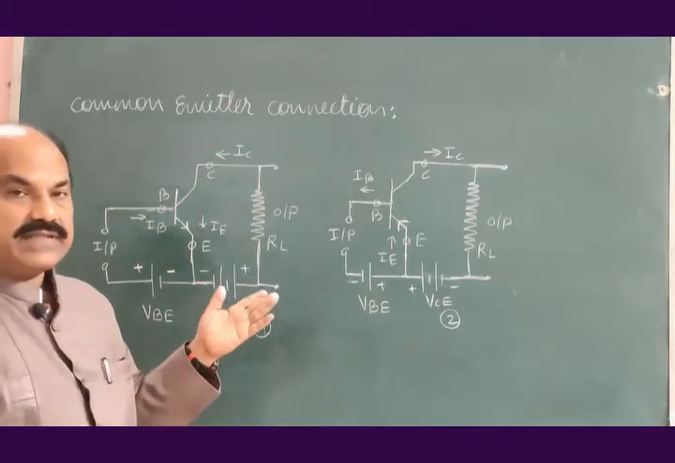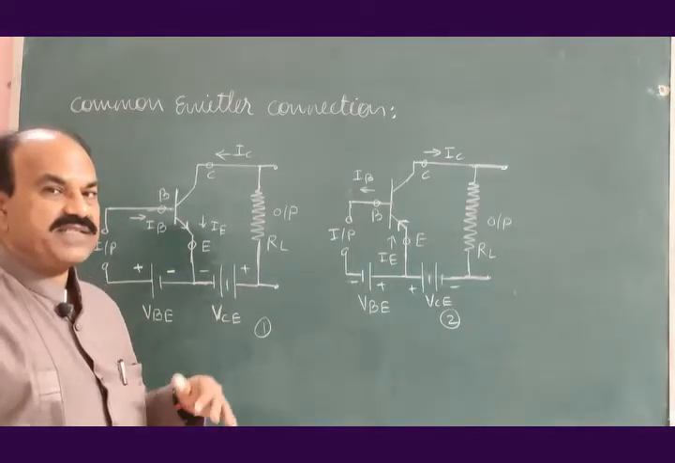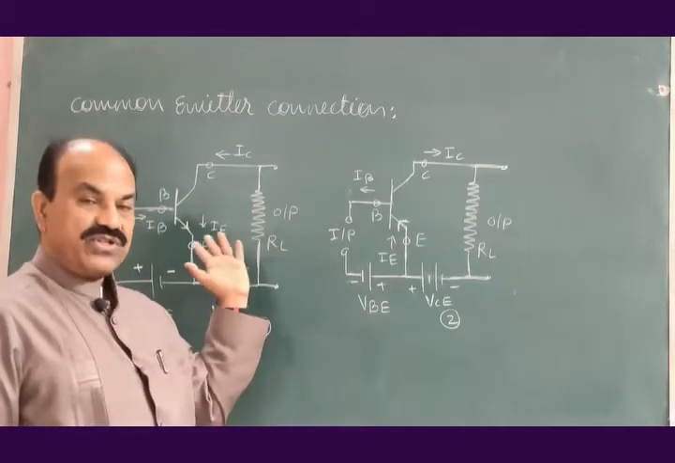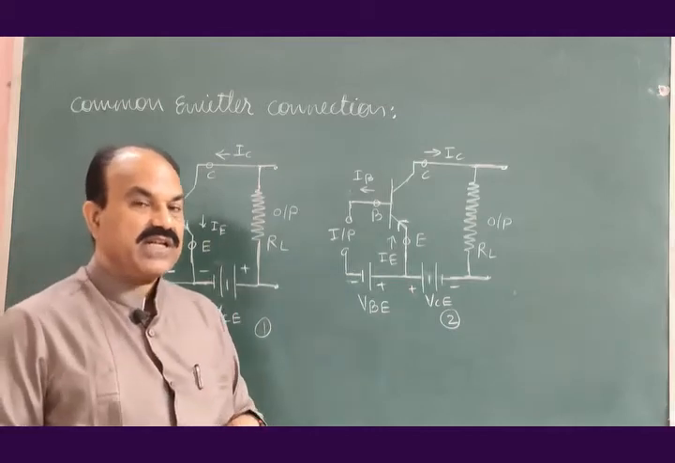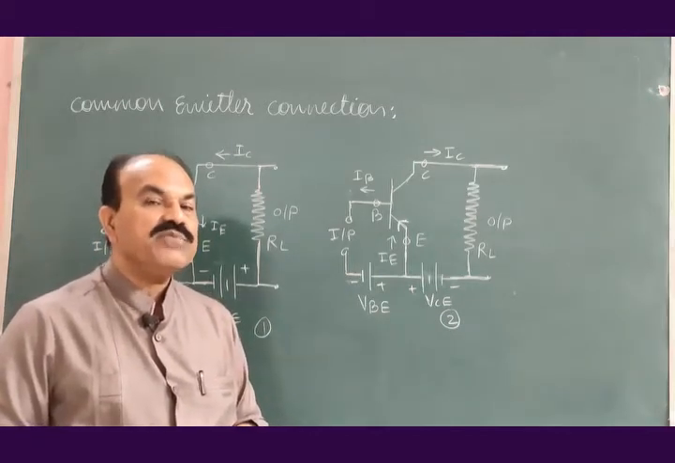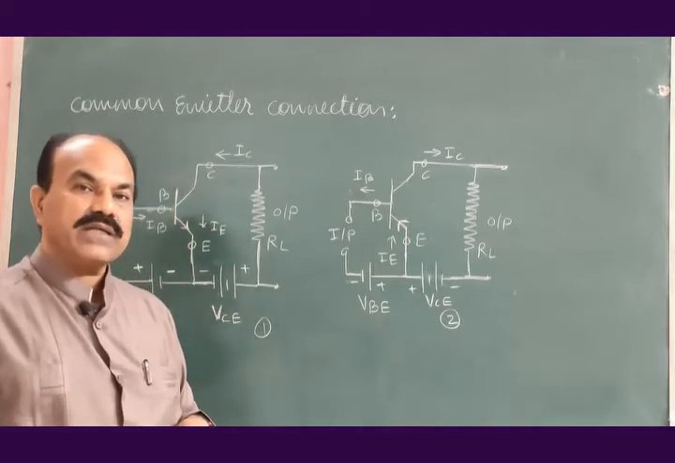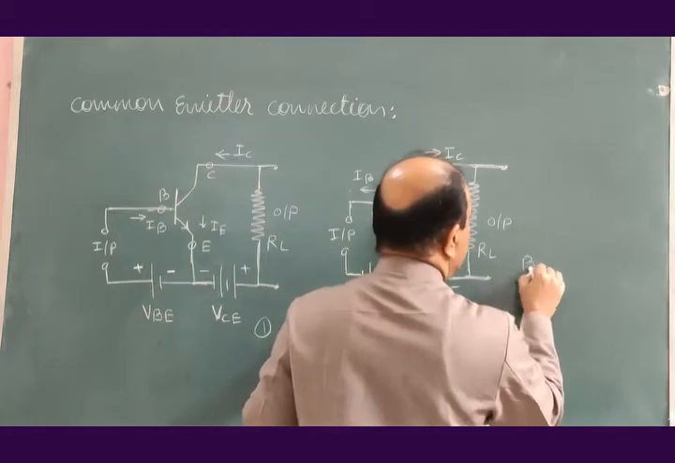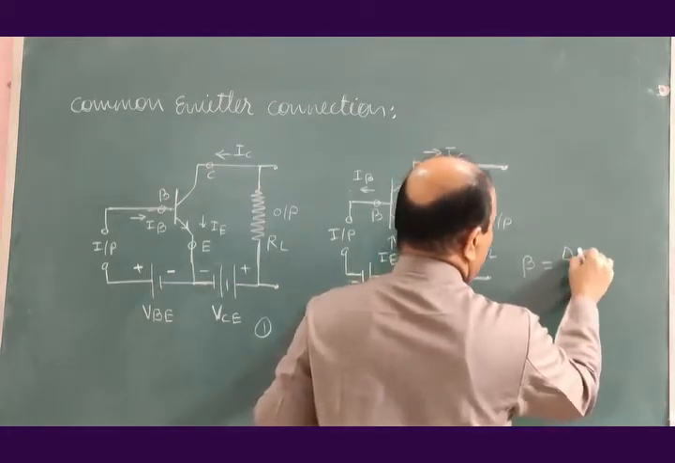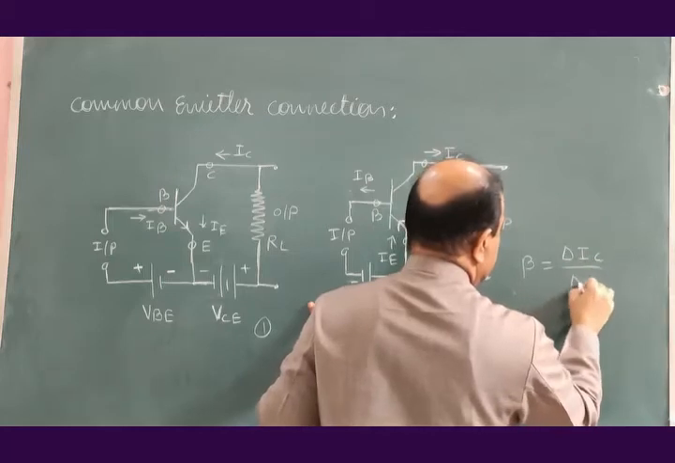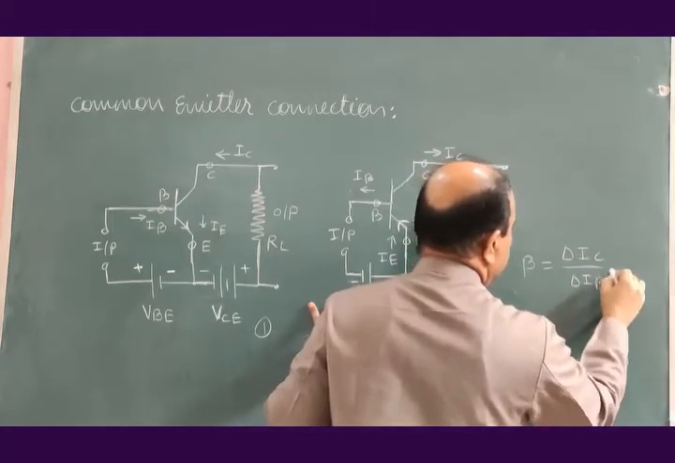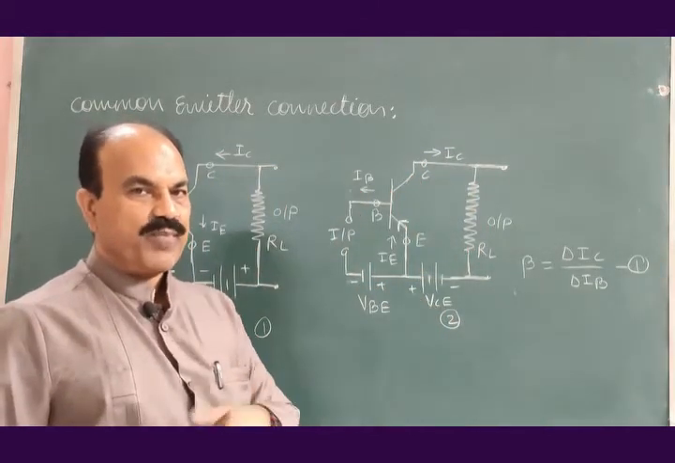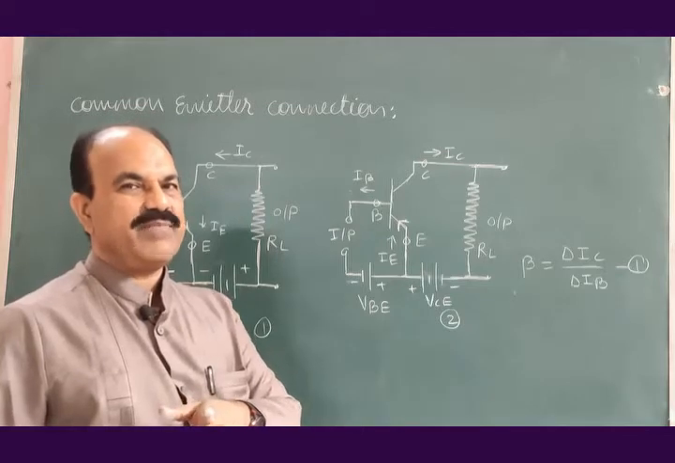Okay, now I am talking about the definition. As collector current is output current, base current is input current. For this connection, the current gain will be the ratio of collector current to base current. Let me write this current gain in this connection as beta is equal to delta IC divided by delta IB, equation number 1.